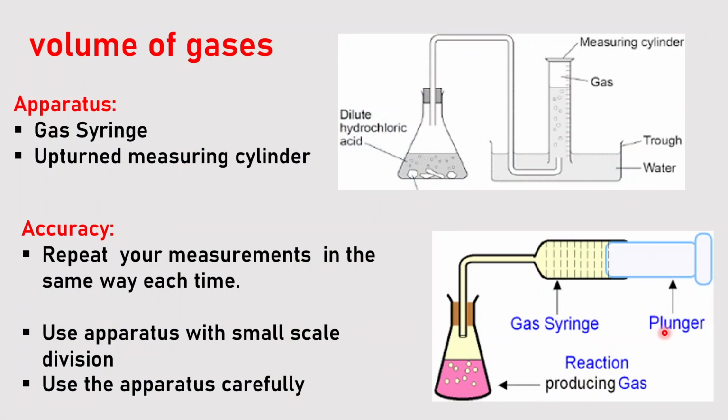Gas volume can be measured using either a gas syringe or an upturned measuring cylinder. The gas syringe has marks along its length that allow the volume of collected gas to be measured. As the volume of collected gas increases, the plunger moves further out of the syringe. We have already studied the gas syringe in lecture number 1, so you can listen to that lecture to understand it in more detail.